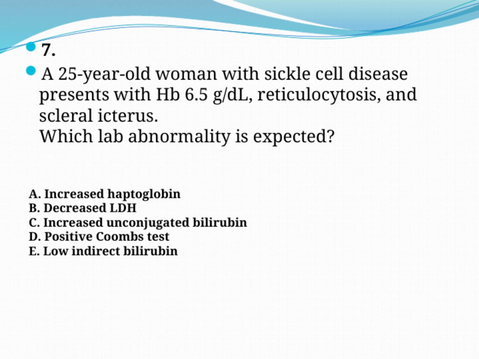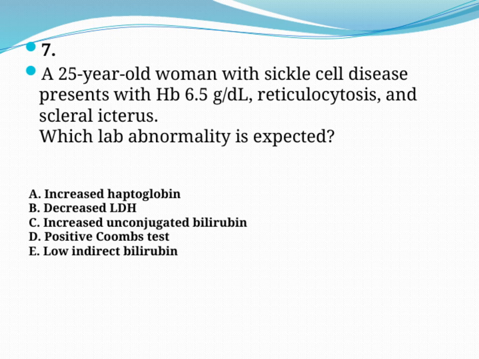Now, considering these features, what lab abnormality would we expect? Increased haptoglobin is unlikely because it binds free hemoglobin released during hemolysis and typically decreases when hemolysis is active. Decreased LDH is also unlikely because LDH tends to be elevated in hemolysis. Increased unconjugated bilirubin makes sense because the breakdown of hemoglobin releases bilirubin that hasn't been processed by the liver yet.